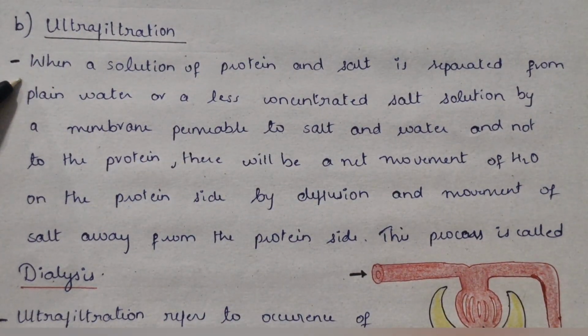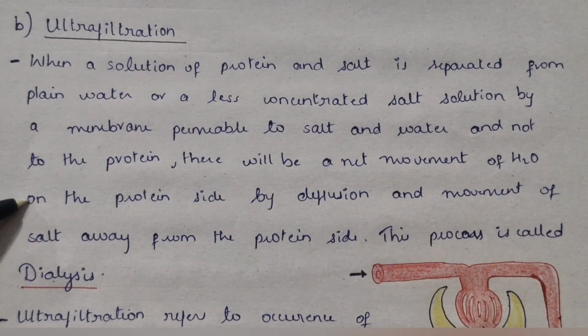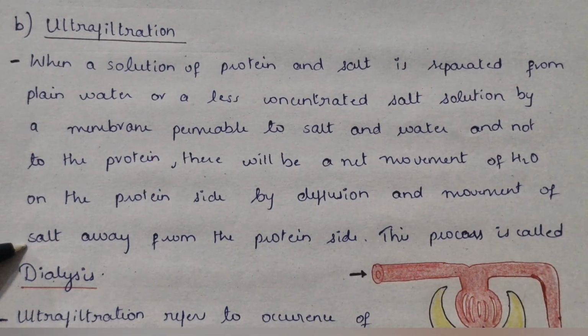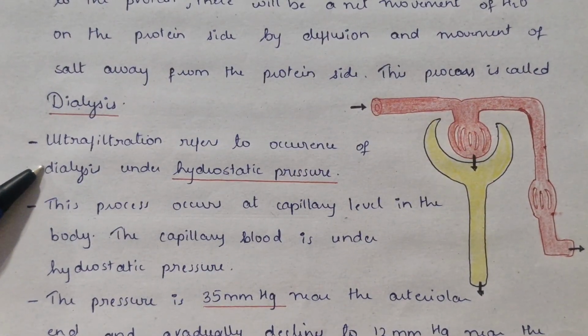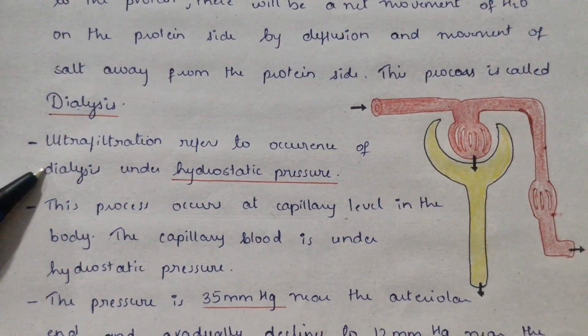When a solution of protein and salt is separated from plain water or a less concentrated salt solution by a membrane permeable to salt and water and not to the protein, there will be a net movement of water on the protein side by diffusion and movement of salt away from the protein side. This process is called dialysis. Ultrafiltration refers to occurrence of dialysis under hydrostatic pressure.